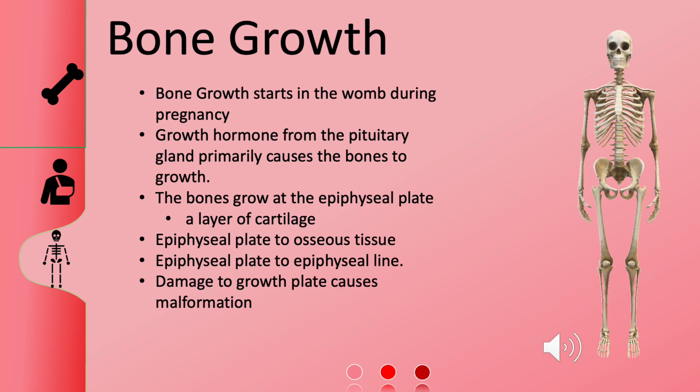Bone growth begins at birth. Growth hormones from the pituitary gland and other hormones cause bones to grow. The bone grows at the epiphyseal plate, which is a layer of cartilage in a growing bone. When the bones stop growing, the cartilage is replaced by osseous tissue. The epiphyseal plate becomes an epiphyseal line. This entire process is called ossification, by which cartilage turns to bone. Damage to the growth plates may cause the bones to form improperly.